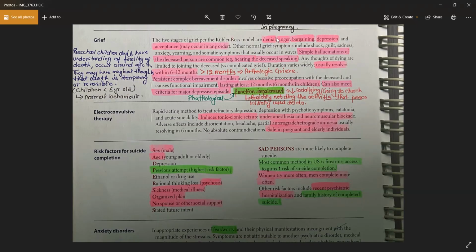Then they will become very angry, maybe at the physician, that you could not save them or something like that. Then they start bargaining, saying take my life instead of theirs. Then they sometimes get depression, and finally they get acceptance. They will accept the death of their relative or loved one. So first is denial, then anger, bargaining, depression, and acceptance. All these symptoms must be resolved within a 12-month period. If the symptoms of grief persist after 12 months, you will call it MDD, major depressive disorder, or an atypical type of grief.